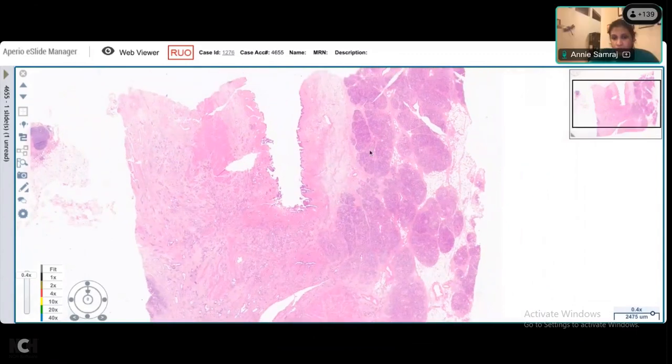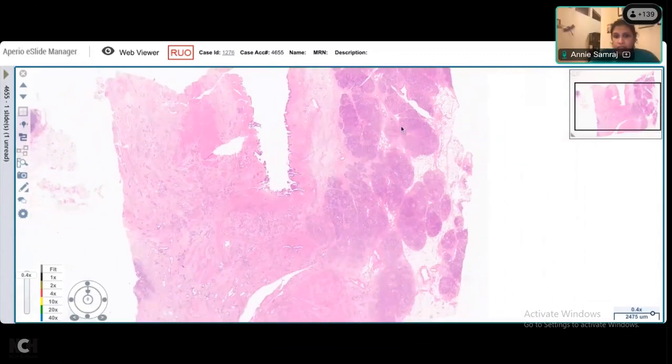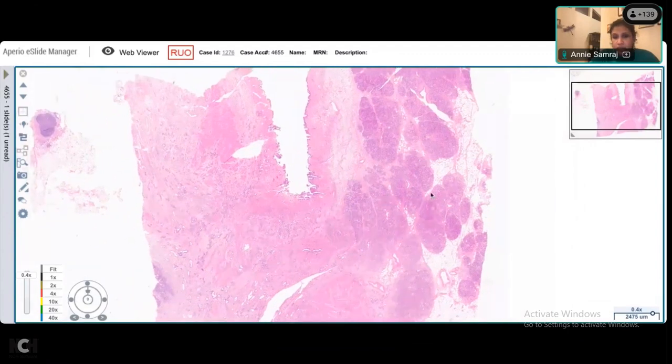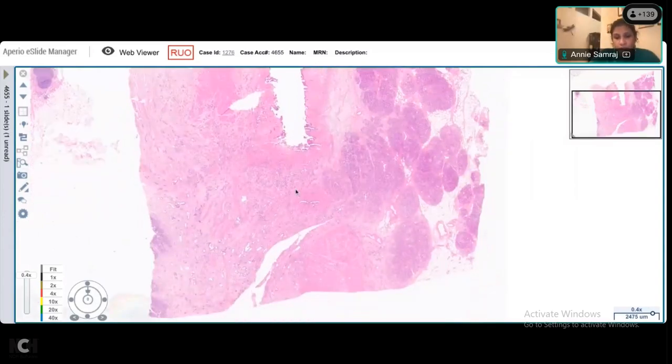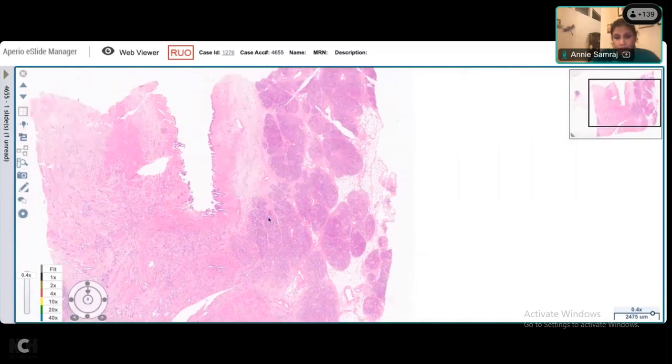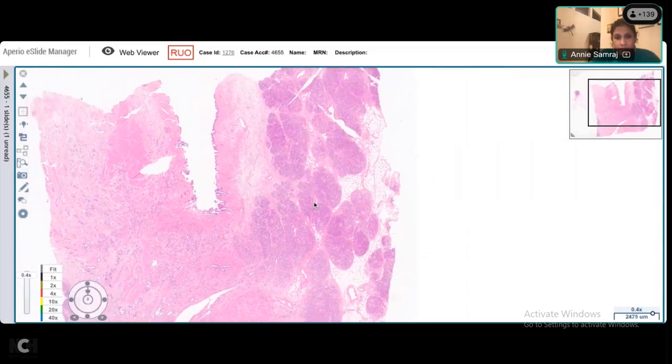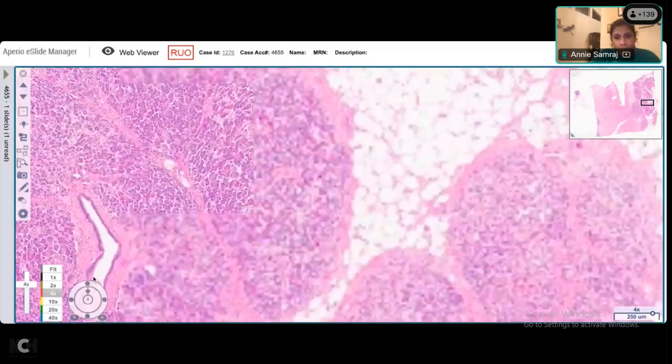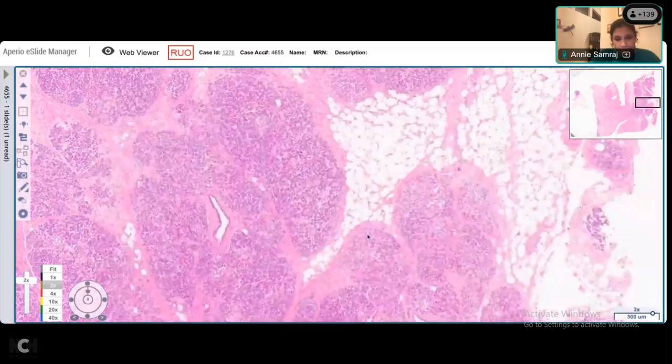So here we see a section of the pancreas, and this is a really nice section because on the right side, this is normal architecture of the pancreas, and on the left side, there's disruption of the architecture. And here we see the muscularis propria of the duodenum, and this is the pancreatic duct. So let's look at the pancreas here.